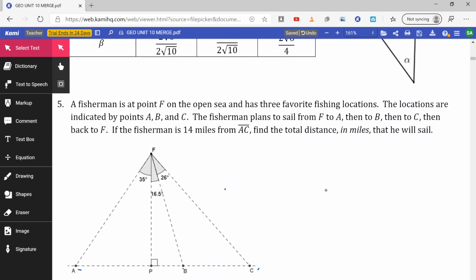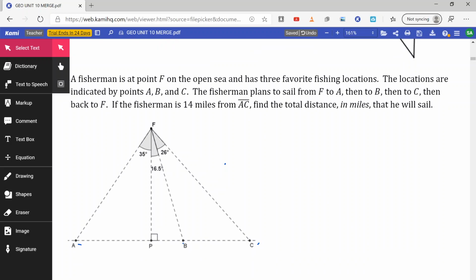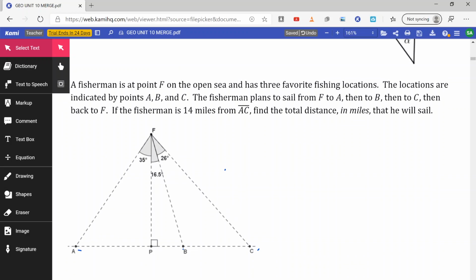However, number 5 is a pretty lengthy word problem. If we can do number 5, we can pretty much do any basic trig word problem. So we have a fisherman here at point F. He has favorite locations at points A, B, and C down there. And he's 14 miles from line AC. So we have to figure out how far he's going to sail in miles. So he's going from F to A to C, and then back to F. So what we need to do is pretty much label what we know.